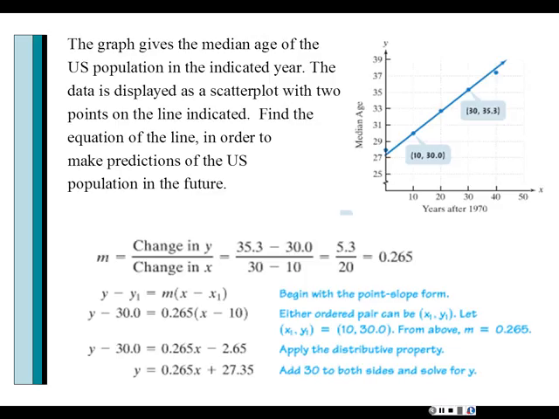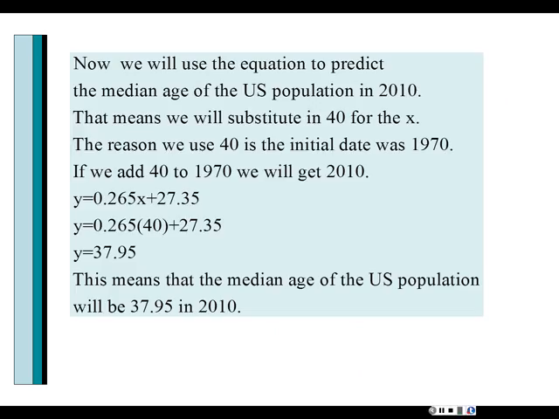So once you have the line, what can you do with this line? That might be an interesting question. So let's say you draw the line. Now what can you do? Let me show you. Let's say we are going to use that equation to predict the median age of the US population in 2010, because this book was written a little bit earlier than 2010, but you can still do it for 2020, 2030, 2040. Now let's say 2010, that means we'll substitute in 40 for x.